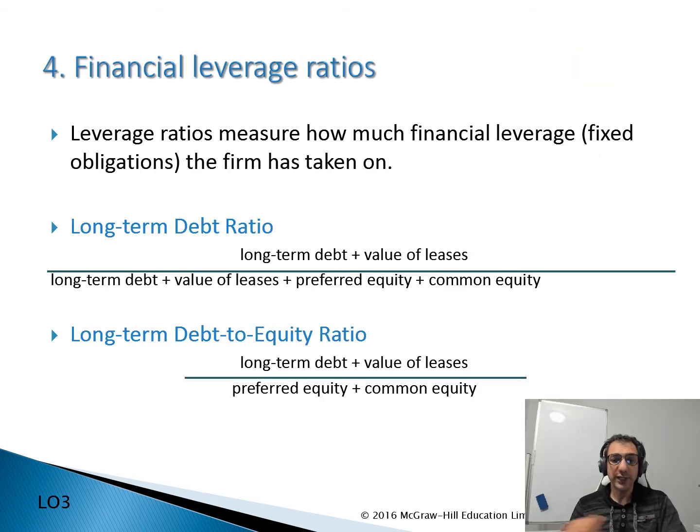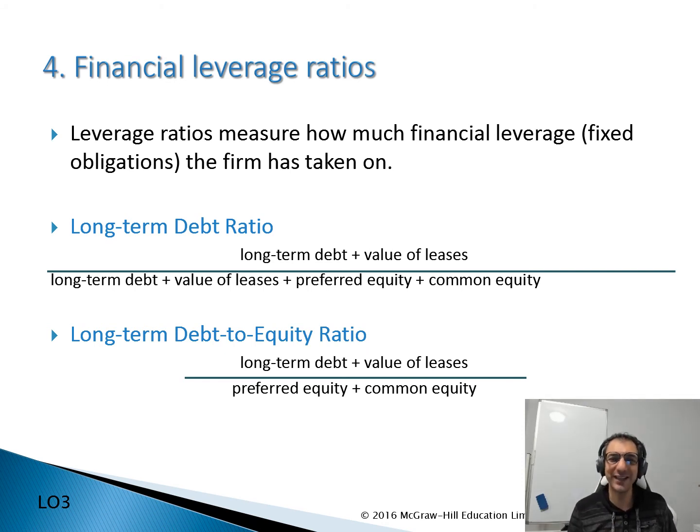The fourth class or the fourth category of financial ratios refers to financial leverage. Whenever it comes to leverage, somehow you are dealing with debt or liabilities. So in all these ratios, some kind of debt or liabilities is included. It's showing how much financial leverage the firm is using. Again, financial leverage here means the fixed obligation and, more specifically, the debt.